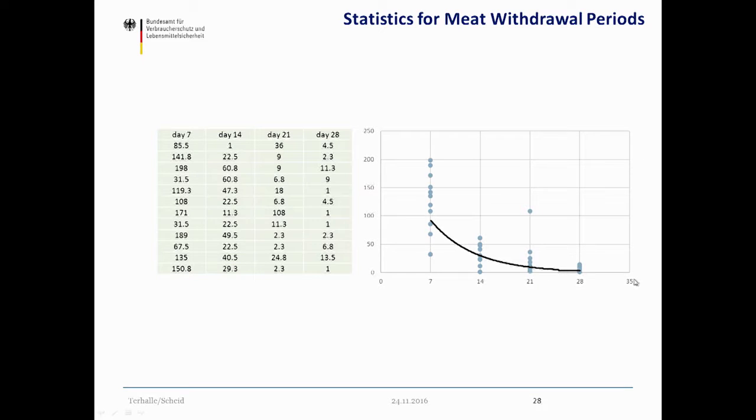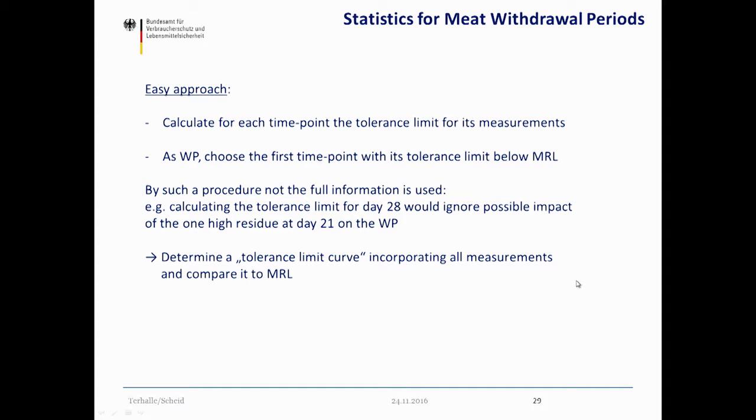This is the depletion on not transformed data. Calculate for each time the tolerance limit, and as withdrawal time take the first time point at which the tolerance limit is below the MRL. With such a procedure, not the full information is used. Calculating the tolerance limit for day 28 would ignore the possible impact of one high residue. So I'm not sure what Werner would tell you with this.